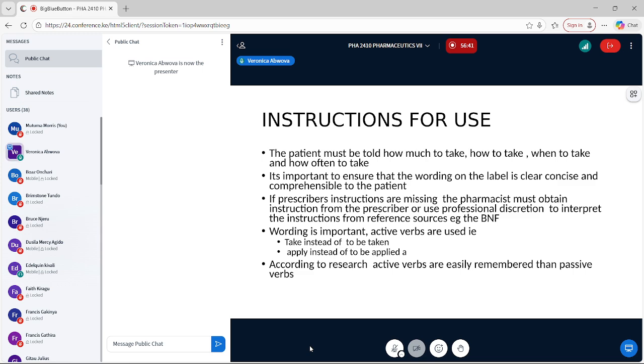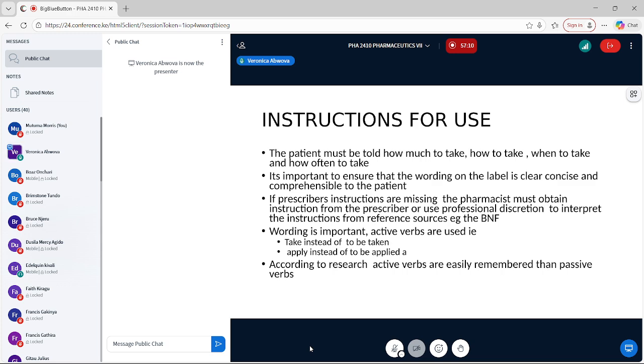Stress it so much so that by the time the patient is leaving the pharmacy, they are in no doubt as to your instructions, okay? It's important to ensure that the wording on the label is clear, concise, and comprehensible to the patient, okay? If prescriber's instructions are missing, the pharmacist must obtain instruction from the prescriber or use professional discretion to interpret the instructions from reference sources such as the BNF, okay?